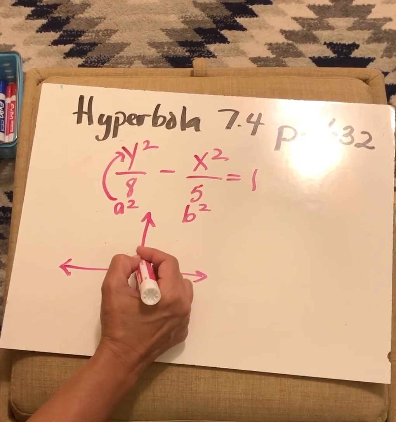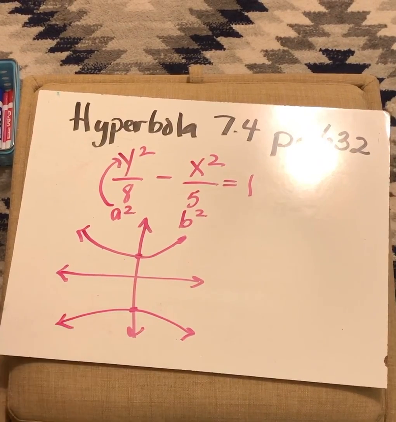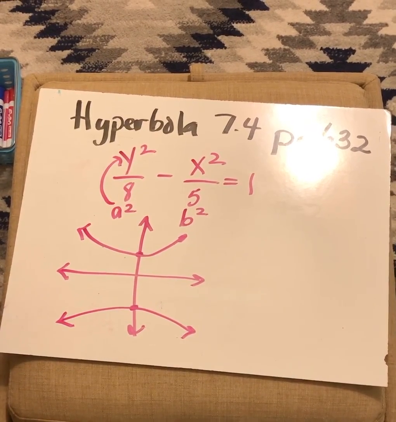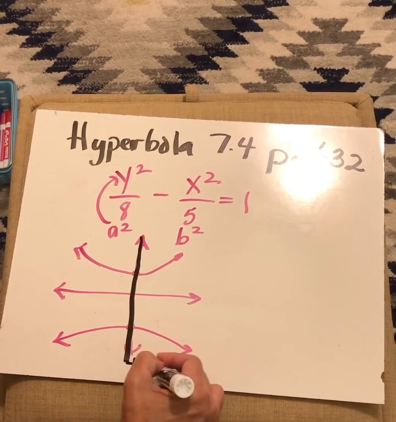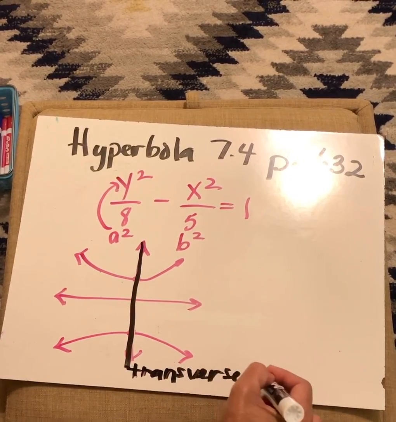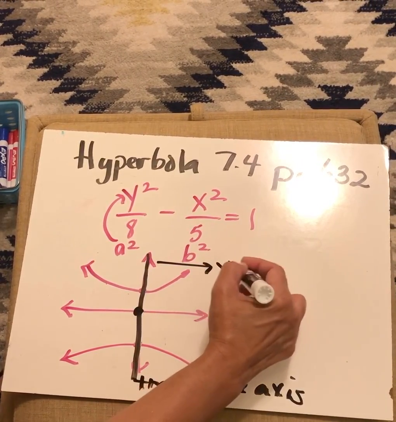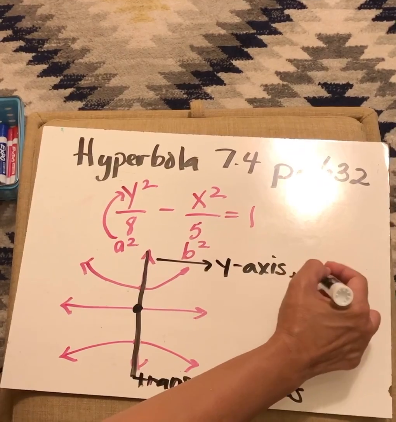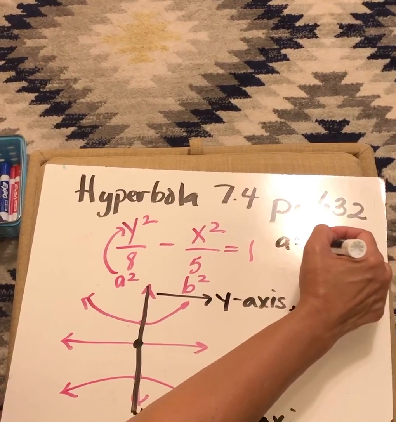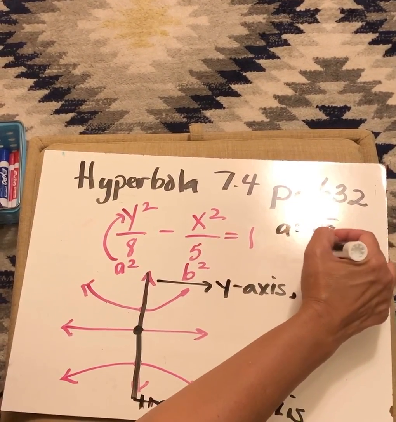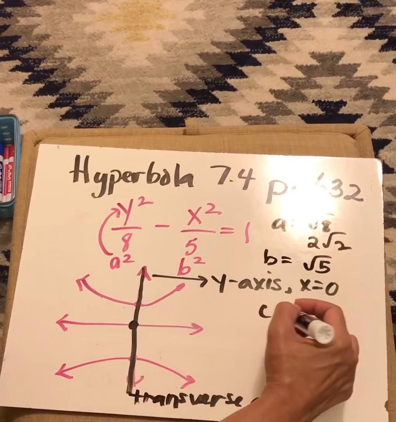So this is going to have branches that are going to open up and that are going to open down. On this one, the transverse axis is the y-axis. This is the transverse axis. When you have a center at 0, 0, this happens to be the y-axis, or the equation for that is x equals 0. So here, a is equal to the square root of 8, which would simplify to 2 times the square root of 2. b is equal to the square root of 5, and we will solve for c.